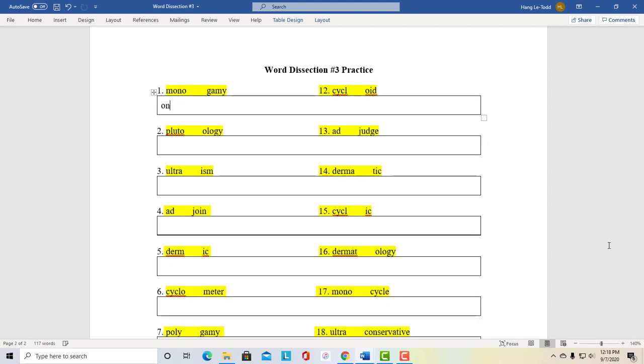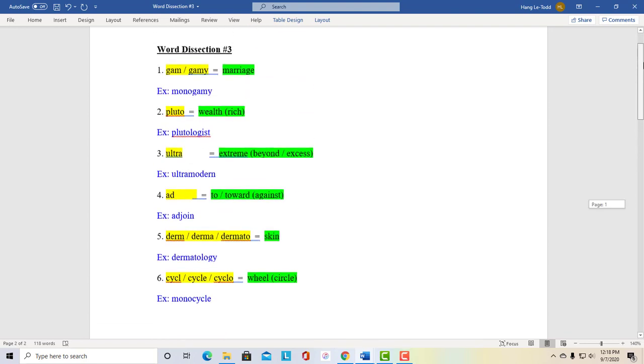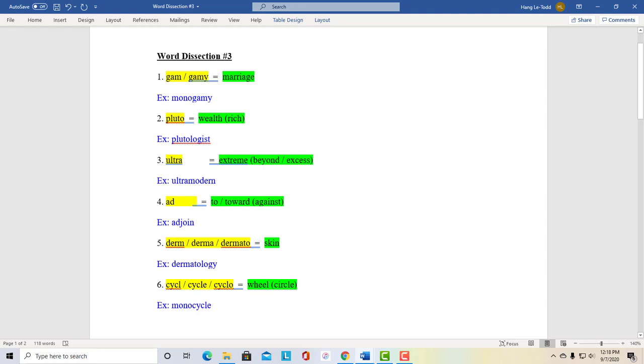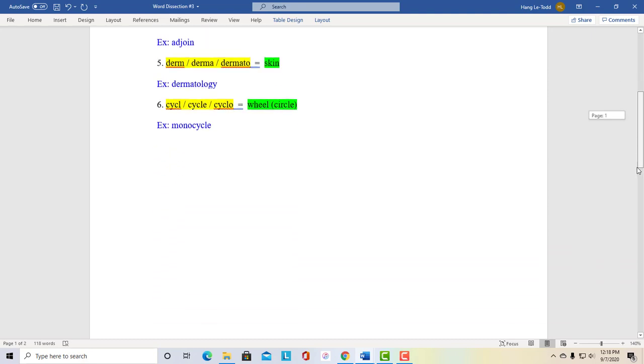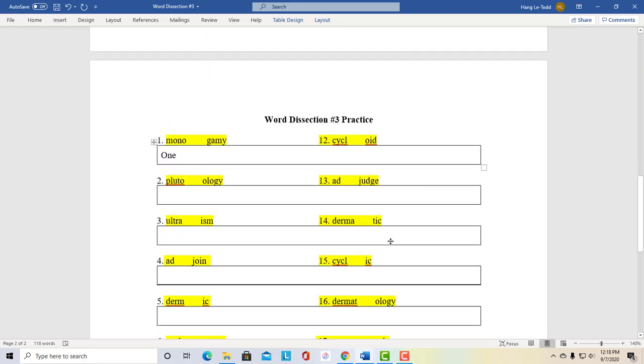Type in 1. Space over to gammy. Okay, is gammy our word from today? We're just looking up here. Yes, I see that gammy means marriage. Going back down here, and I'll type in the word marriage. So if I were to put mono and gammy together to form a word, it would be monogamy, and it means one marriage, or in other words, being married to one person at a time.